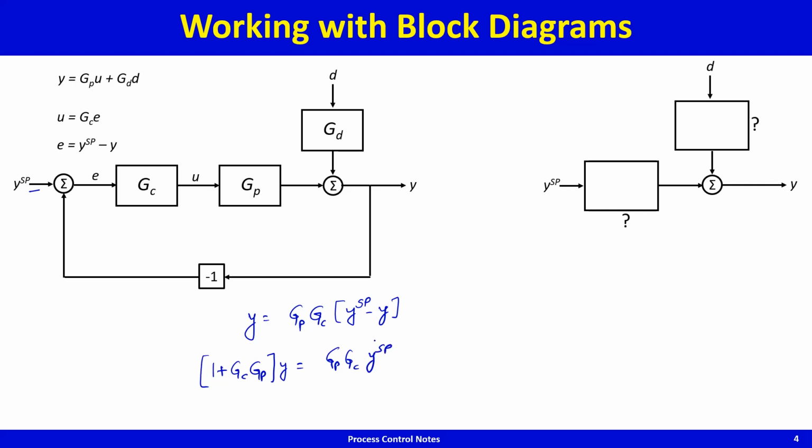Therefore what we get is Y upon Y set point, the transfer function, is equal to GCGP divided by 1 plus GCGP, and this transfer function is for the evolution of y if y set point changes. So this is actually the servo transfer function. I'll call it G servo.